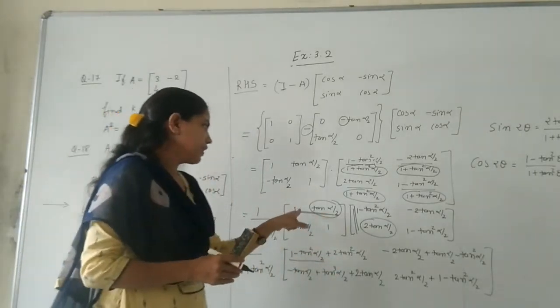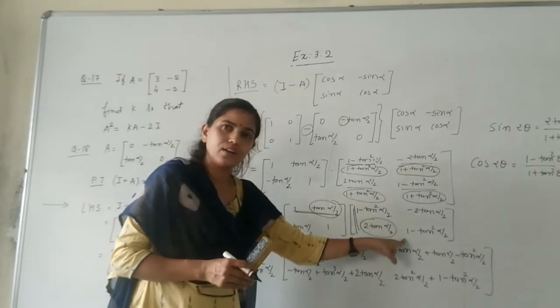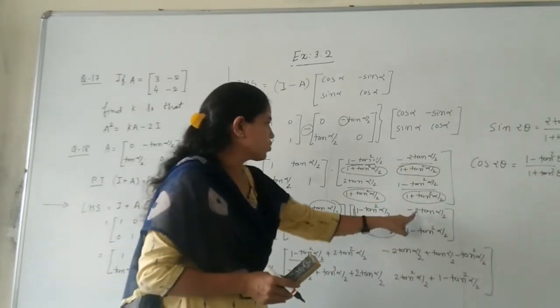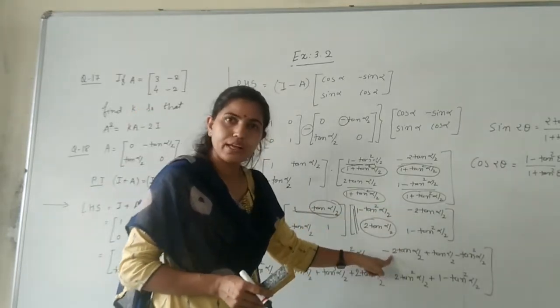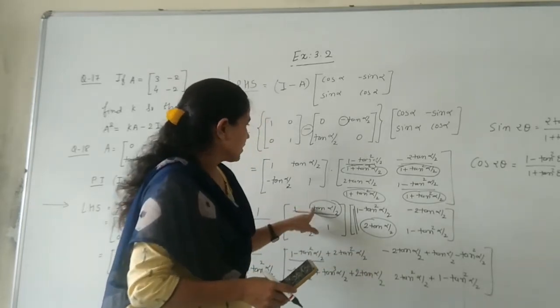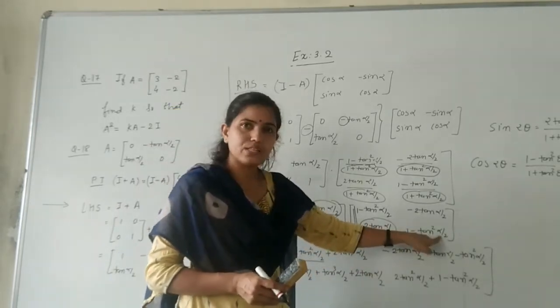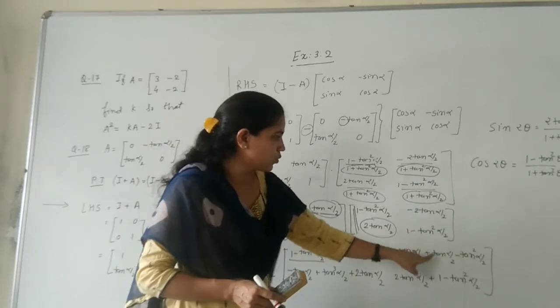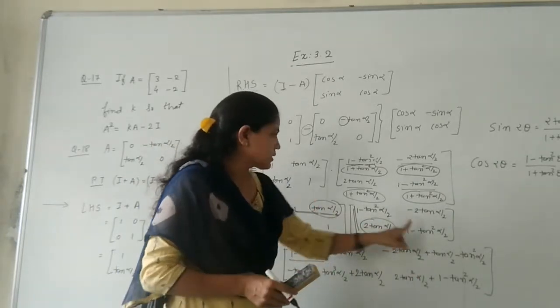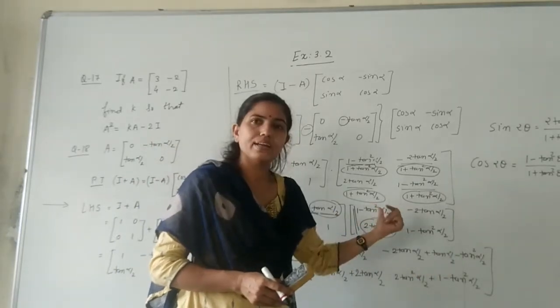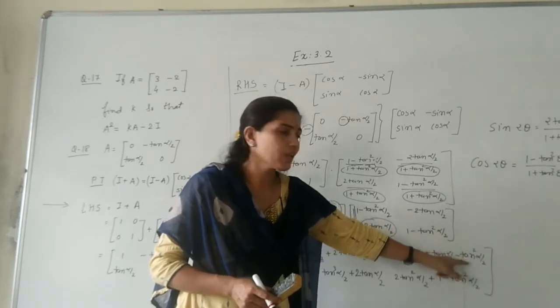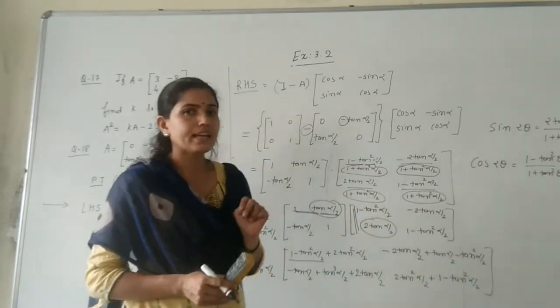Similarly, multiply the first row with the second column. So you get 1 into minus 2 tan alpha by 2, plus tan alpha by 2 into 1 minus tan square alpha by 2. So what will it be? Tan alpha by 2 into 1 is tan alpha by 2, and with minus tan square and tan, it is tan cube alpha by 2. In this way we have found the second element.